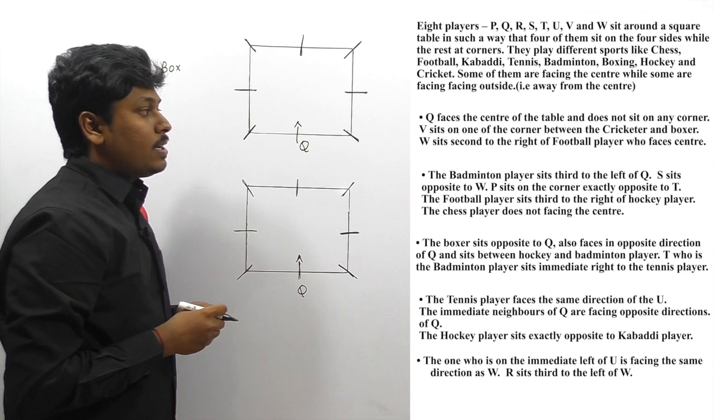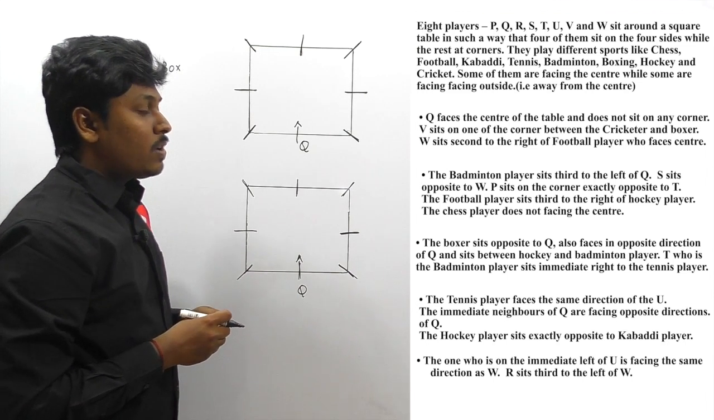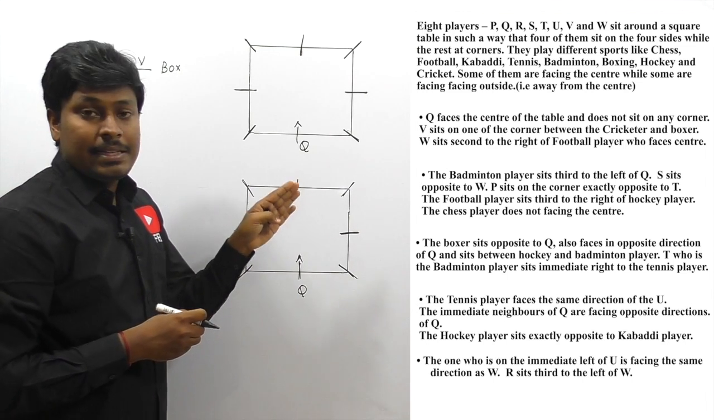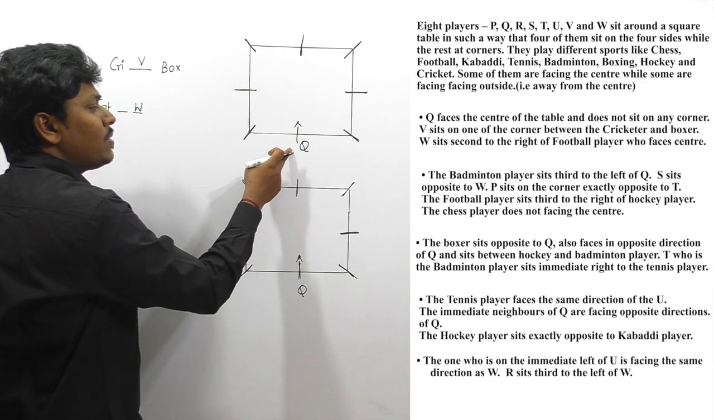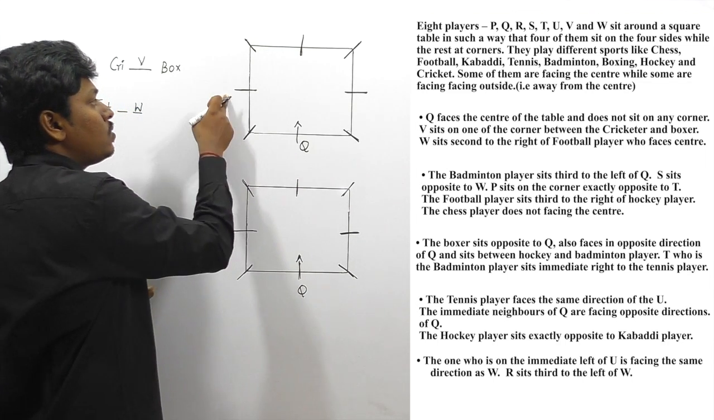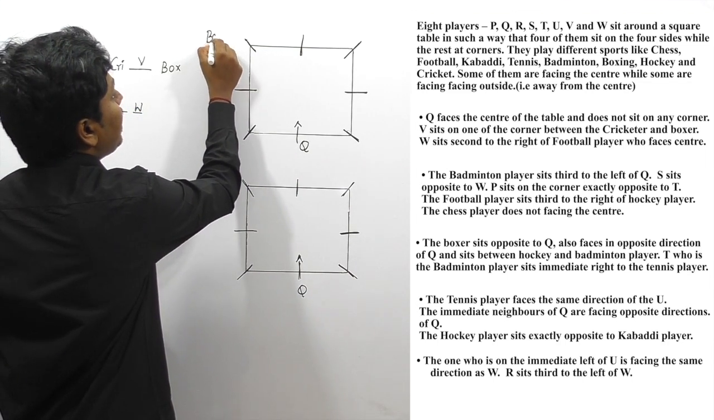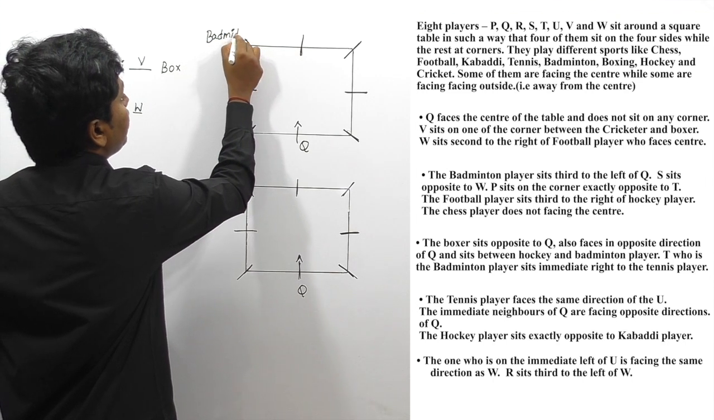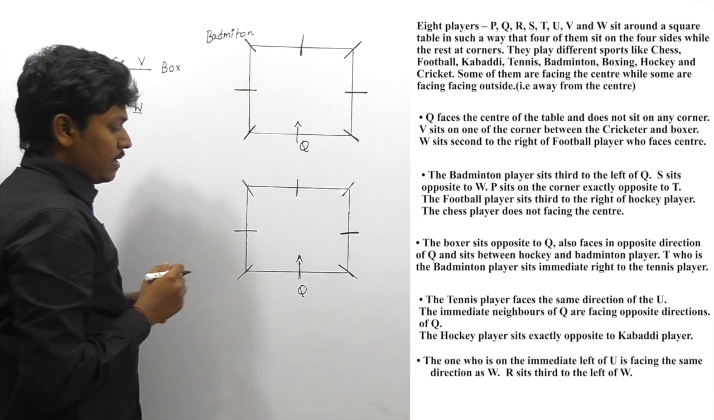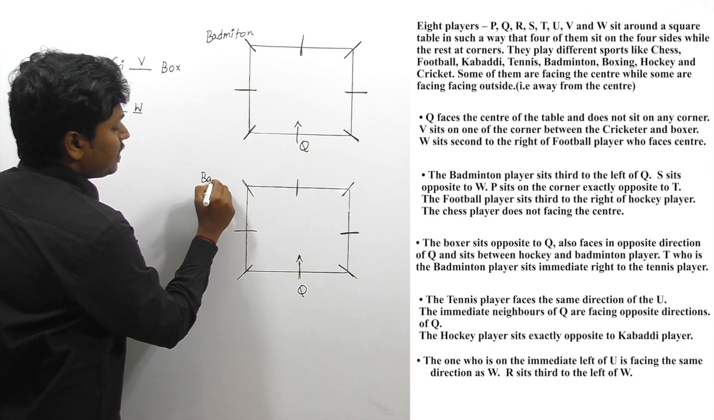Fourth point, the badminton player sits third to the left of Q. So Q's left hand side, at the third place, is the badminton player. Here it is Q, so Q's left hand side will be this side: 1, 2, 3. So definitely badminton should come here. Q's left hand side at the third place is badminton.